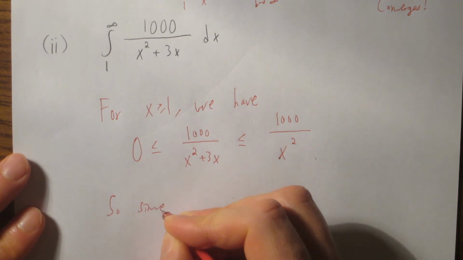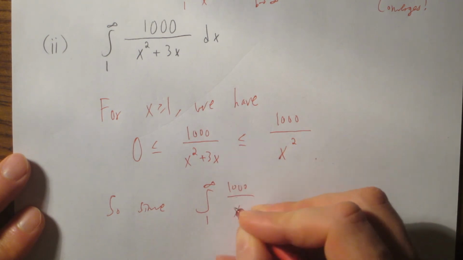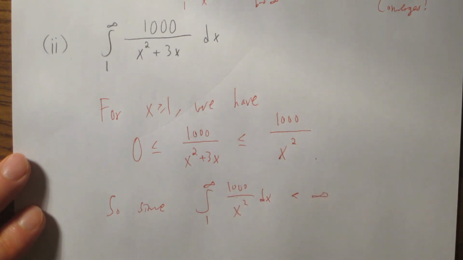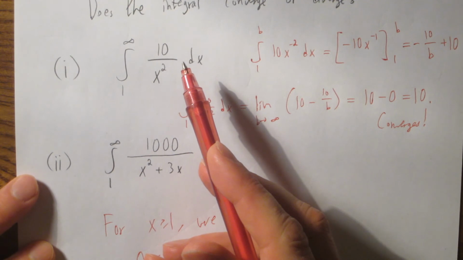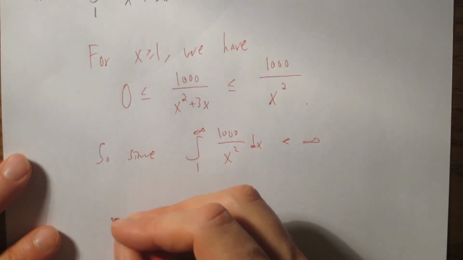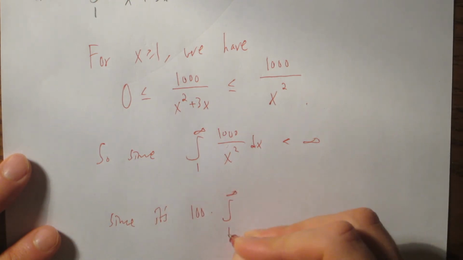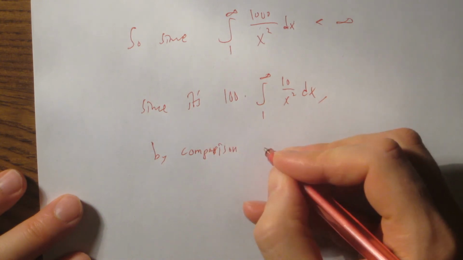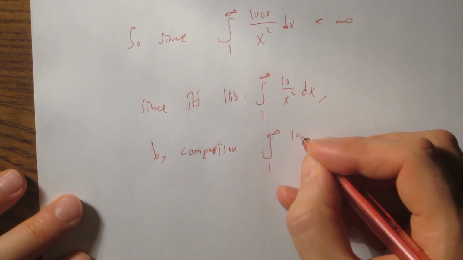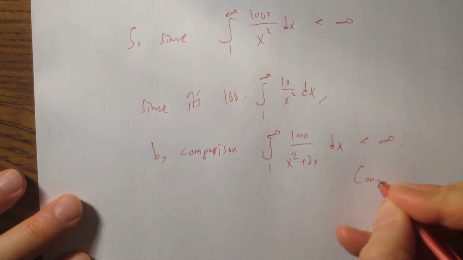So since the integral from 1 to infinity of 1000 over x squared dx is convergent, because it's 100 times this one in part 1, by comparison, the given improper integral in part 2 converges.